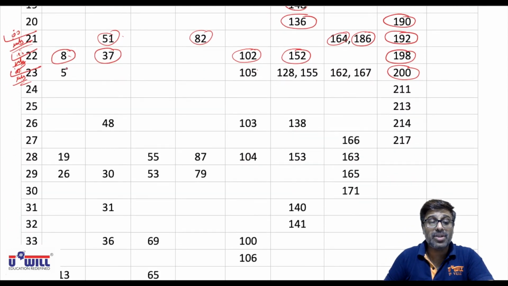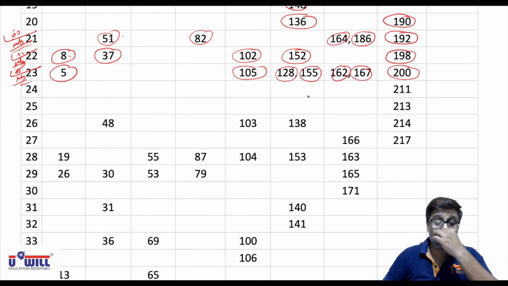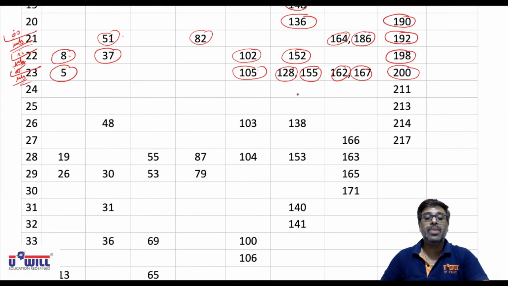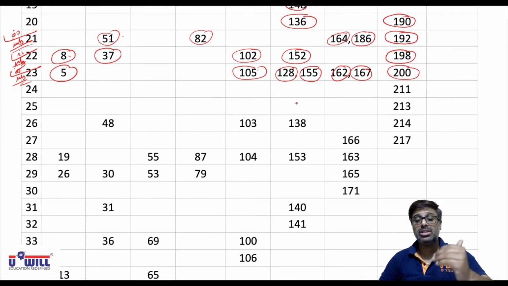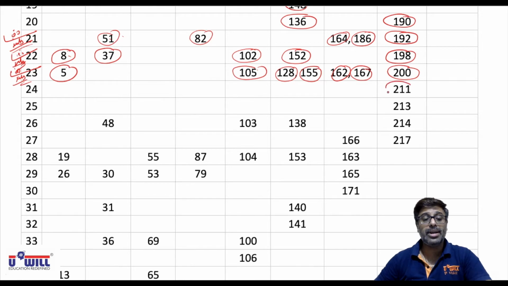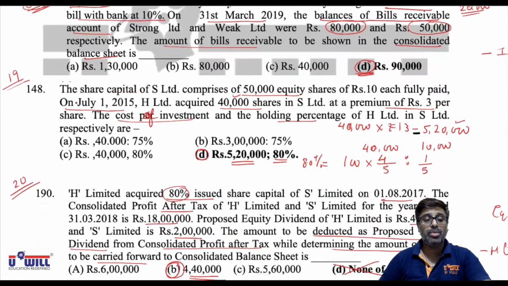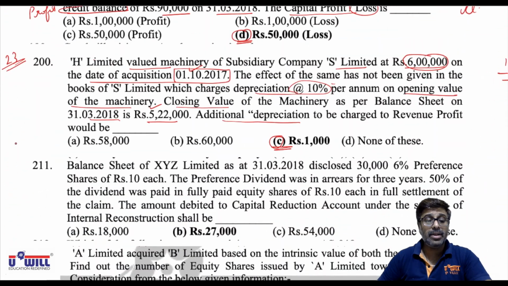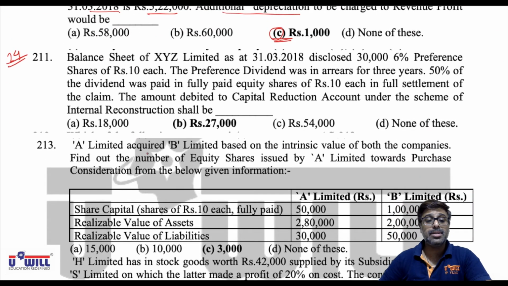All of you try question 5, 105, 128, 155, 162 and 167. 6 questions all of you try on your own. Right now you try and then verify whether you are able to get the answers or not, or you can take the screenshot and pause the video and try it later on also. Now look at question 211, that is 24th question. Single question is there, so not so important, but anyway, any exams the questions can be repeated, so you all must be knowing the answers.